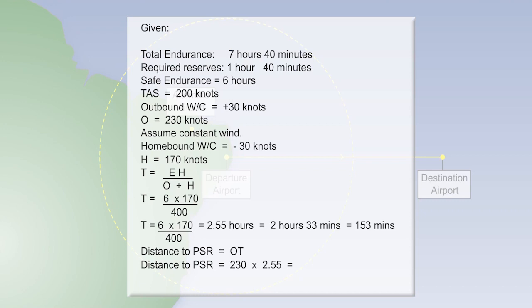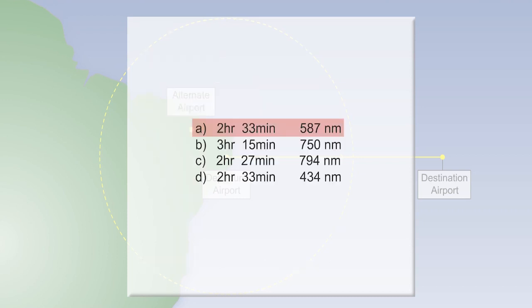The distance to the point of safe return is O times T. O is 230 knots, and T is 2.55 hours, which comes to 586.5 nautical miles. We'll call that 587 for all practical purposes. So answer A was the right one.